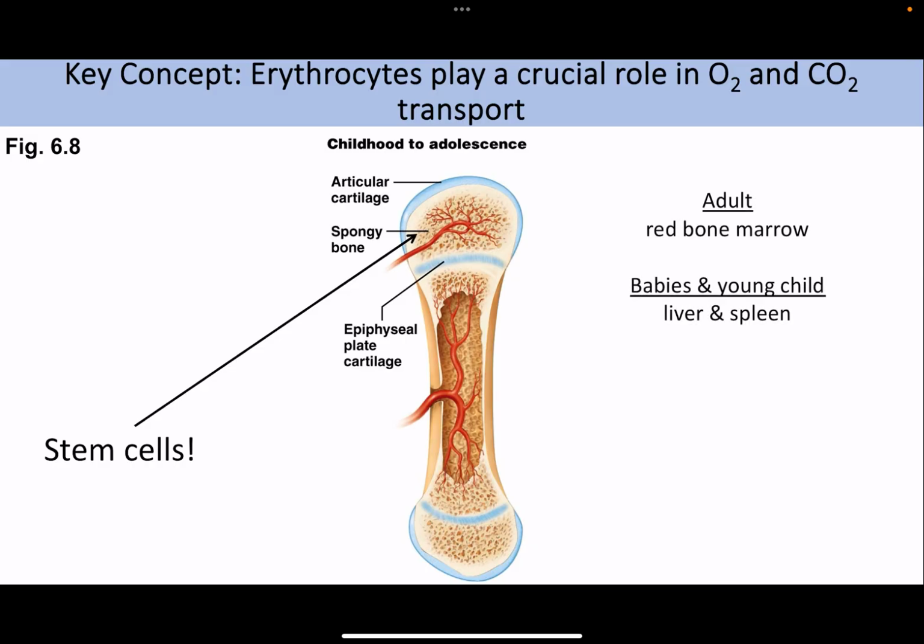In an adult, hematopoiesis occurs in our red bone marrow. But in babies and young children, who don't have developed red bone marrow yet, our liver and spleen will actually do the red blood cell production until their red bone marrow is developed enough.